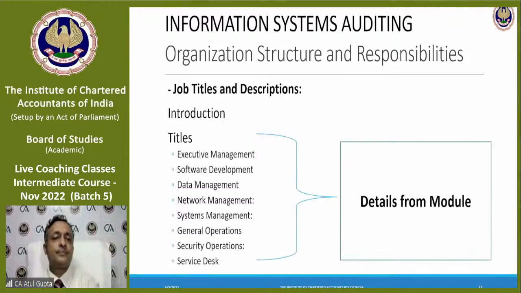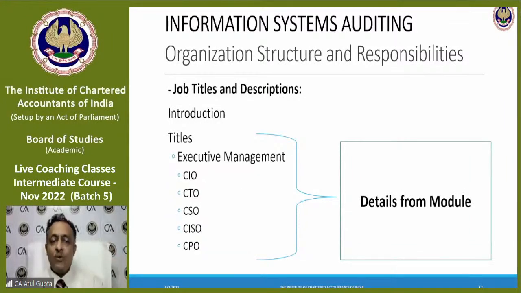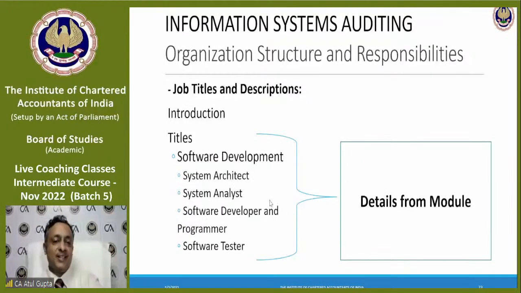Data management, network system, general operations, security, service desk. A lot of employees and their roles and responsibilities are given. CIO, Chief Information Officer; CTO, Chief Technology Officer; CSO, Chief Security Officer; CISO, Chief Information Security Officer; CPO, Chief Performance Officer. Then you'll need to read software development: system architect, system analyst, software developer, programmer, and tester. Believe me, all four are professional opportunities for you.